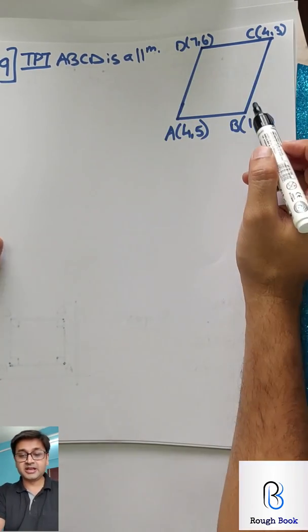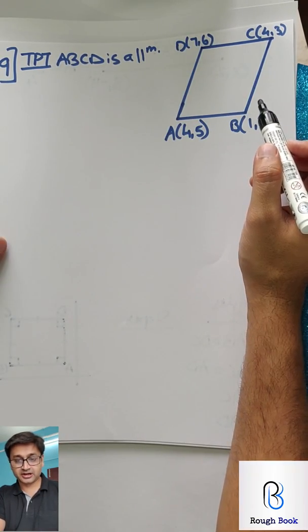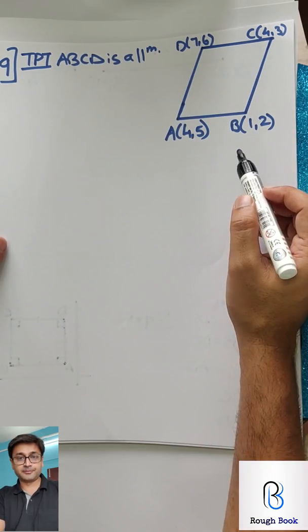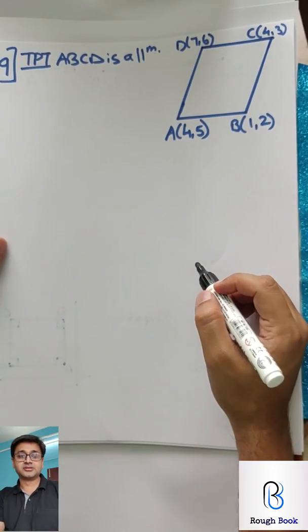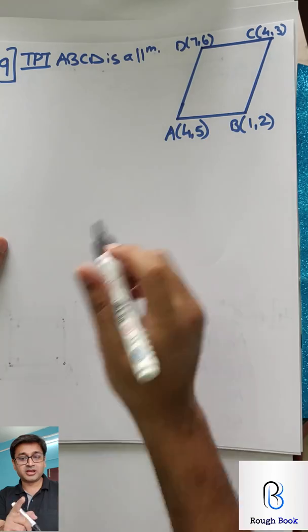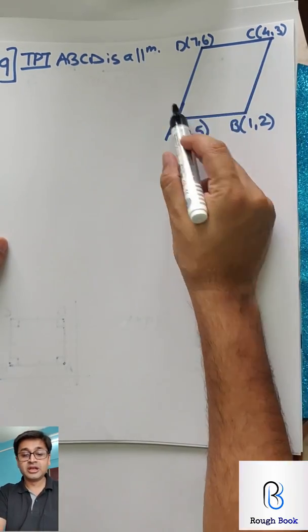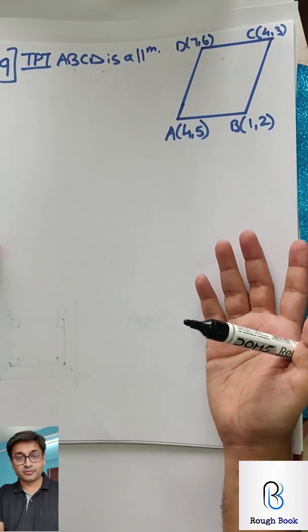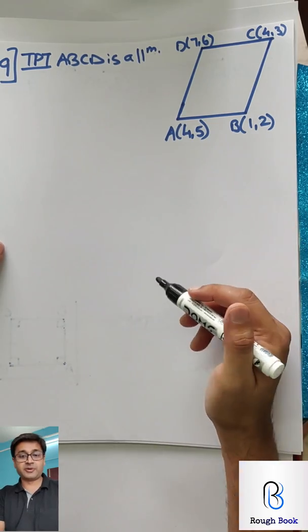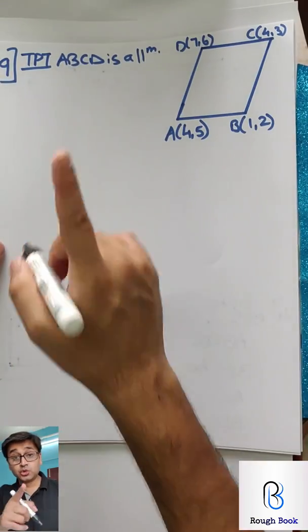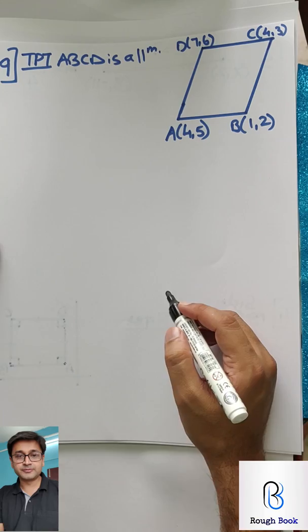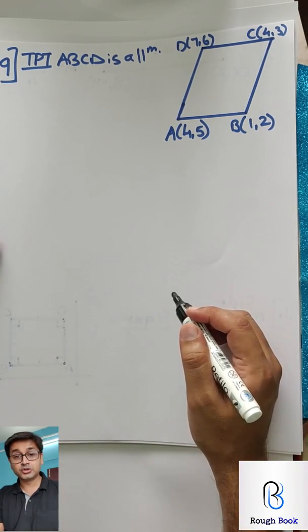Sum number 9. They say ABCD are vertices of a quadrilateral. Prove that this is a parallelogram without using the distance formula. Remember in section formula we said distance formula, we found the distance of opposite sides and we said opposite sides are equal, therefore it's a parallelogram. But now without using distance formula, so what can you use? The only weapon you have is slope.